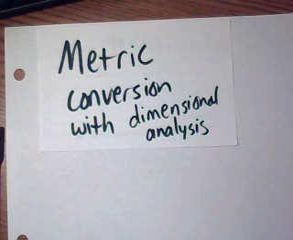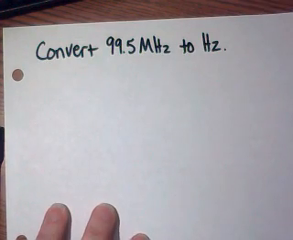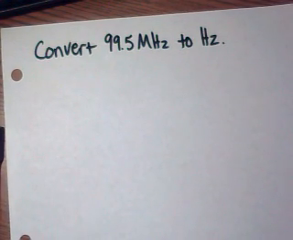I made a video tutorial about metric conversion using ratios, and if you introduce some shortcuts into those ratio problems, we can get dimensional analysis. So what this is going to do is show you how to work a problem just starting from my shortcut of dimensional analysis. So let's say the problem says convert 99.5 megahertz to hertz.